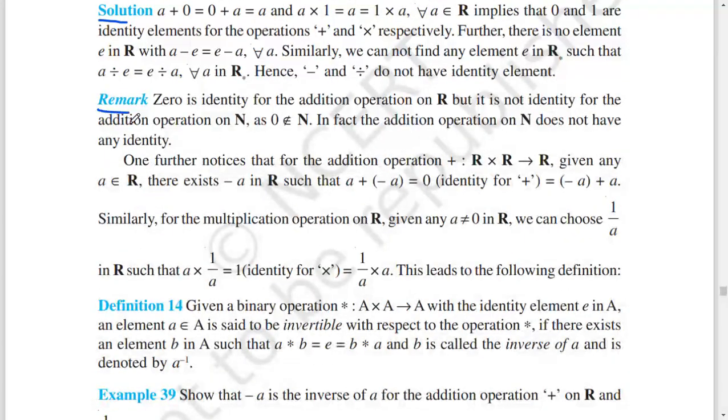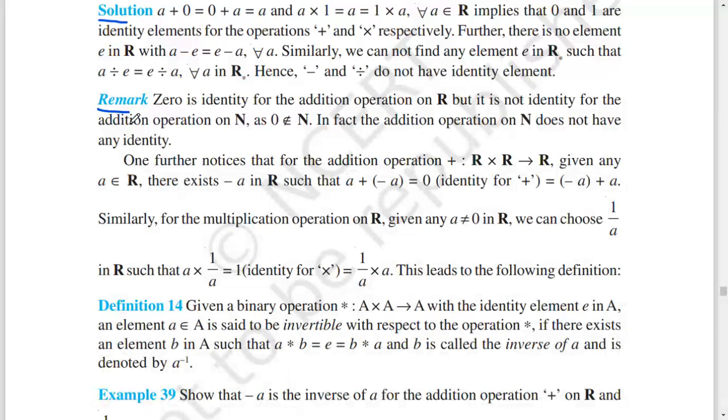Remark: 0 is the identity for the addition operation on R, but it is not the identity for the addition operation on N, as 0 does not belong to N. In fact, the addition operation on N does not have any identity. One further notices that for the addition operation plus: R × R → R, given any a belonging to R, there exists −a in R such that a + (−a) = 0, the identity for plus.